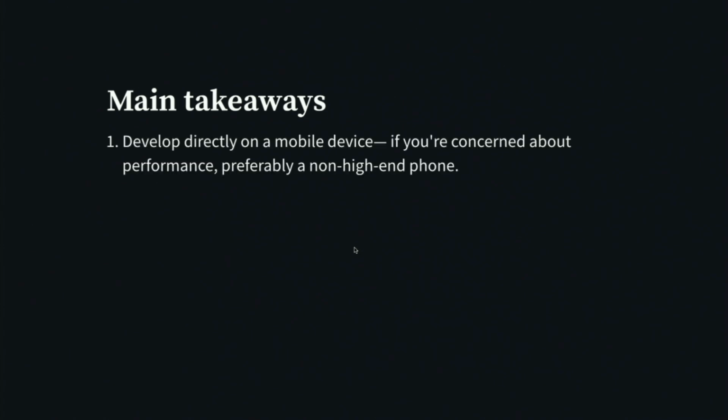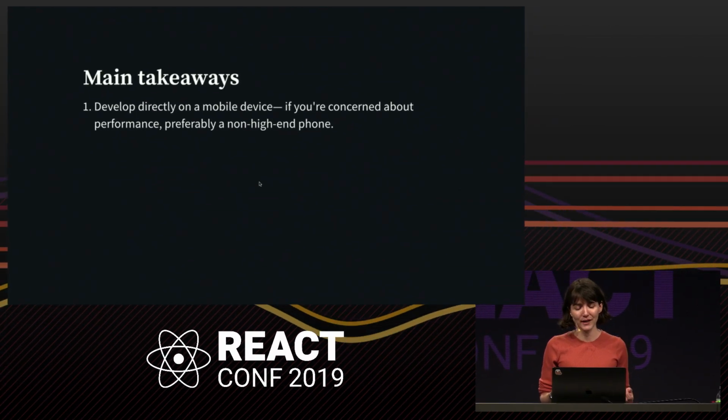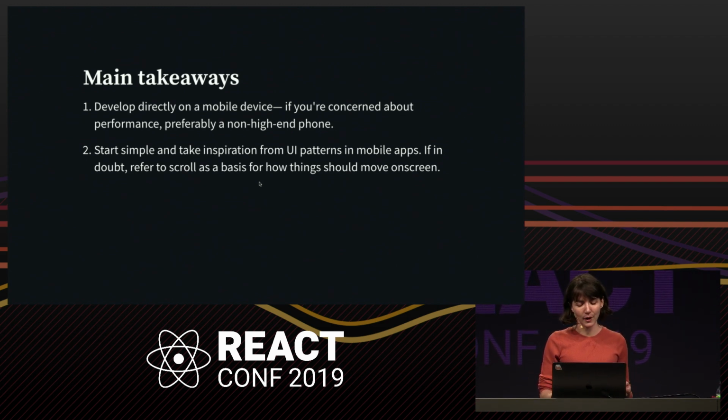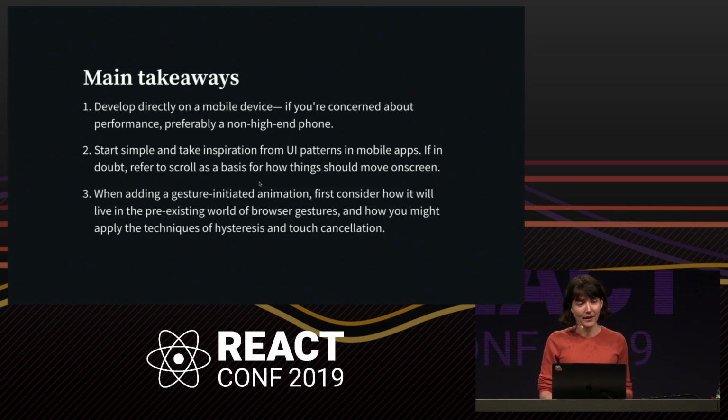All right, so that's my talk. What are the main takeaways? First, develop directly on a mobile device. And if you're concerned at all about performance, ideally on a non-high-end phone. Second, start simple and take inspiration from UI patterns in mobile apps. So if you're in doubt, refer to scroll as a basis for how things should move on screen. And finally, when you're adding a gesture-initiated animation, first consider how it will live in the pre-existing world of browser gestures and how you might apply the techniques of hysteresis and touch cancellation.